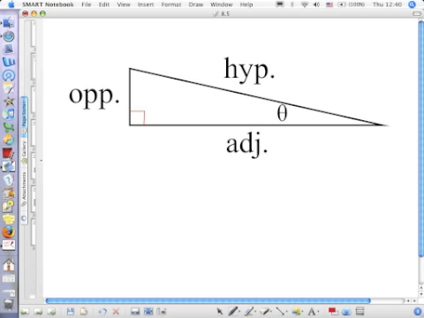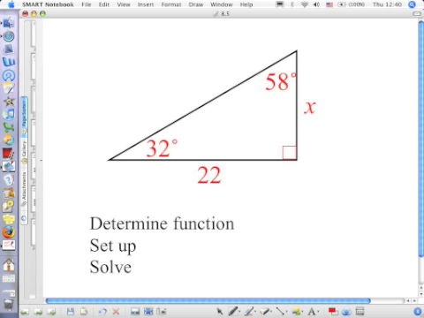Okay, so let's look at this triangle. First off, we had the Pythagorean theorem. I cannot use it because I don't know two sides. Second was special right triangles. This isn't special, it's not 30, 60, 90, and it's not 45, 45, 90. So the third is our trig functions, okay?